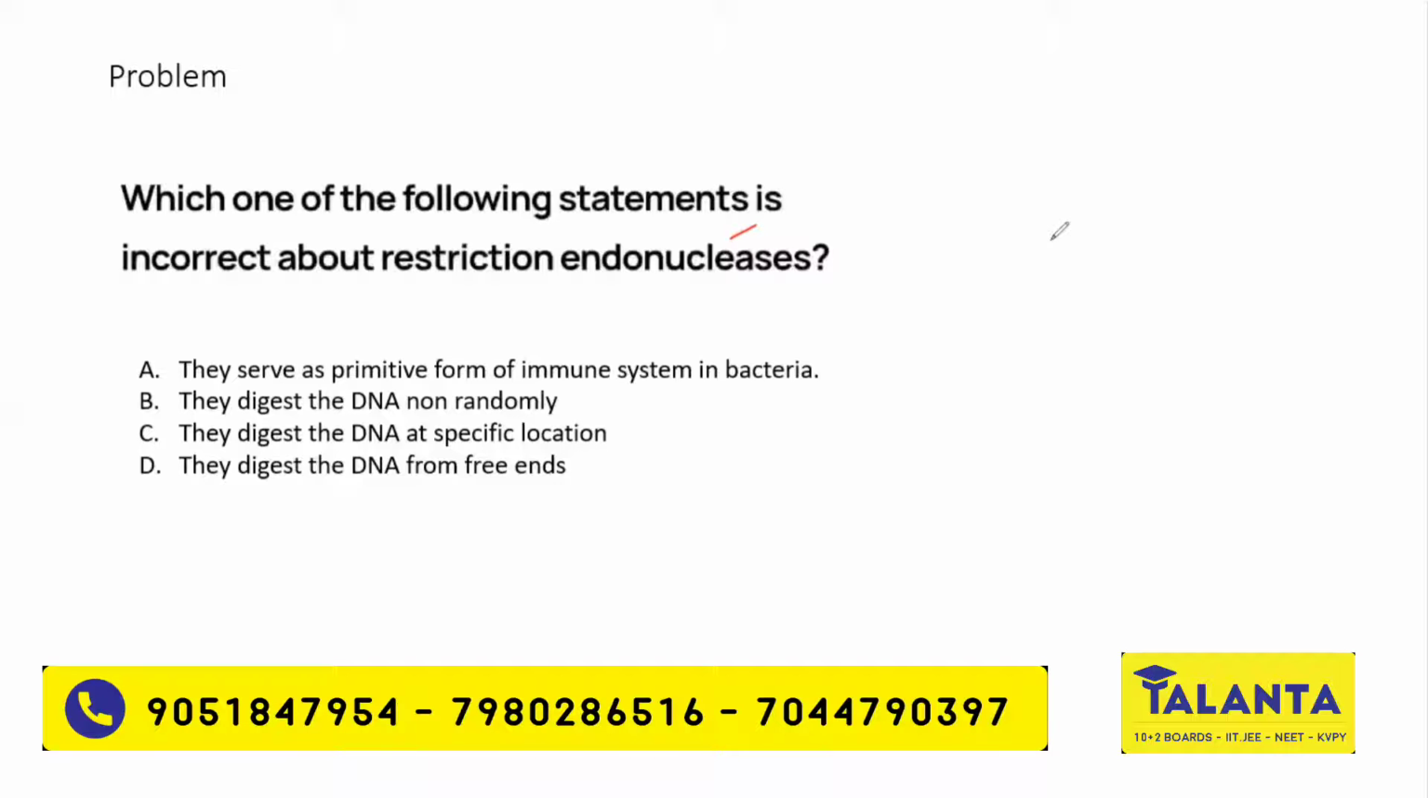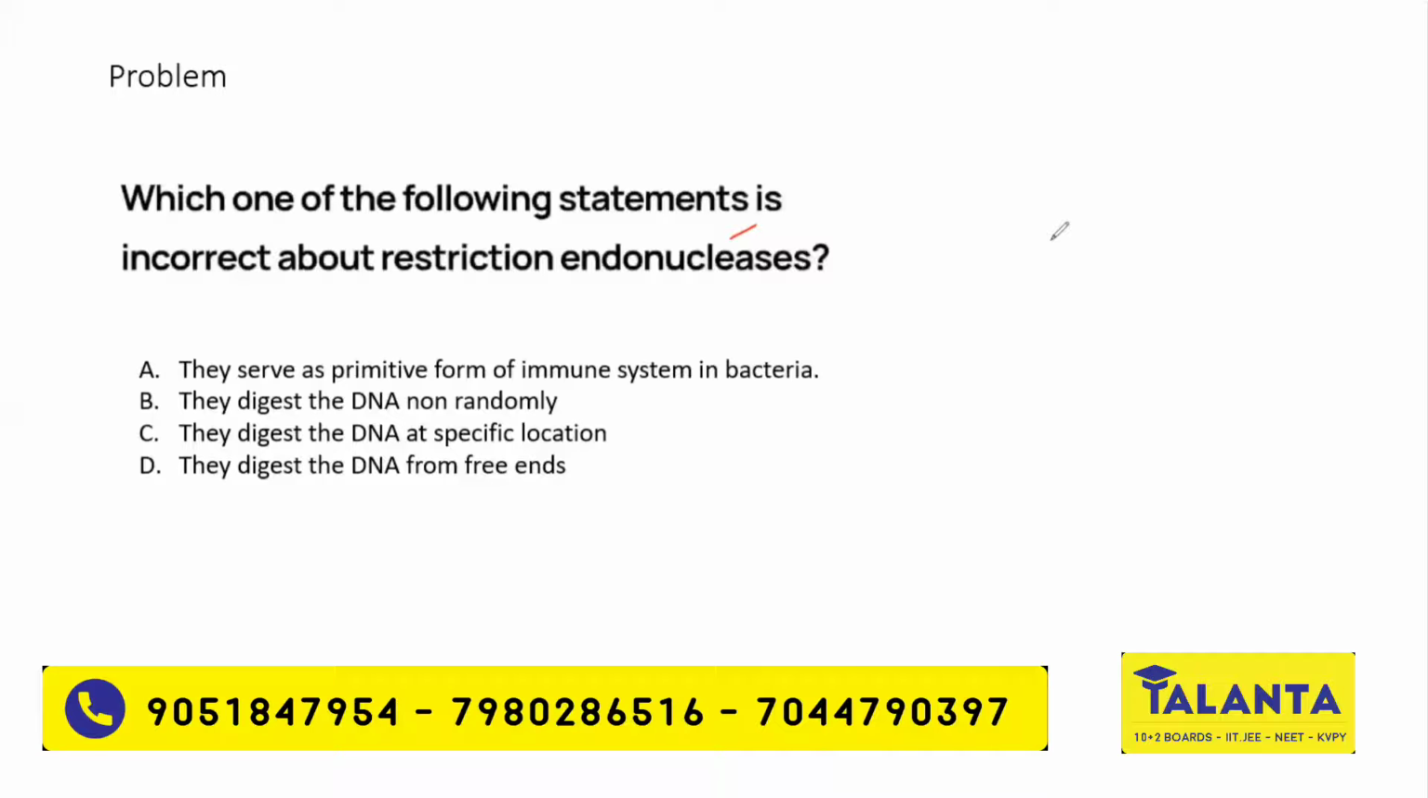They digest the DNA non-randomly. That is also true. There are some specific sequences for specific restriction endonucleases, and in those particular regions, the restriction endonucleases cut the DNA. Then option 3, they digest the DNA at specific location. That is also true. For each and every restriction endonuclease, there are some specific sequences. Other than that, they cannot recognize and cannot cut.